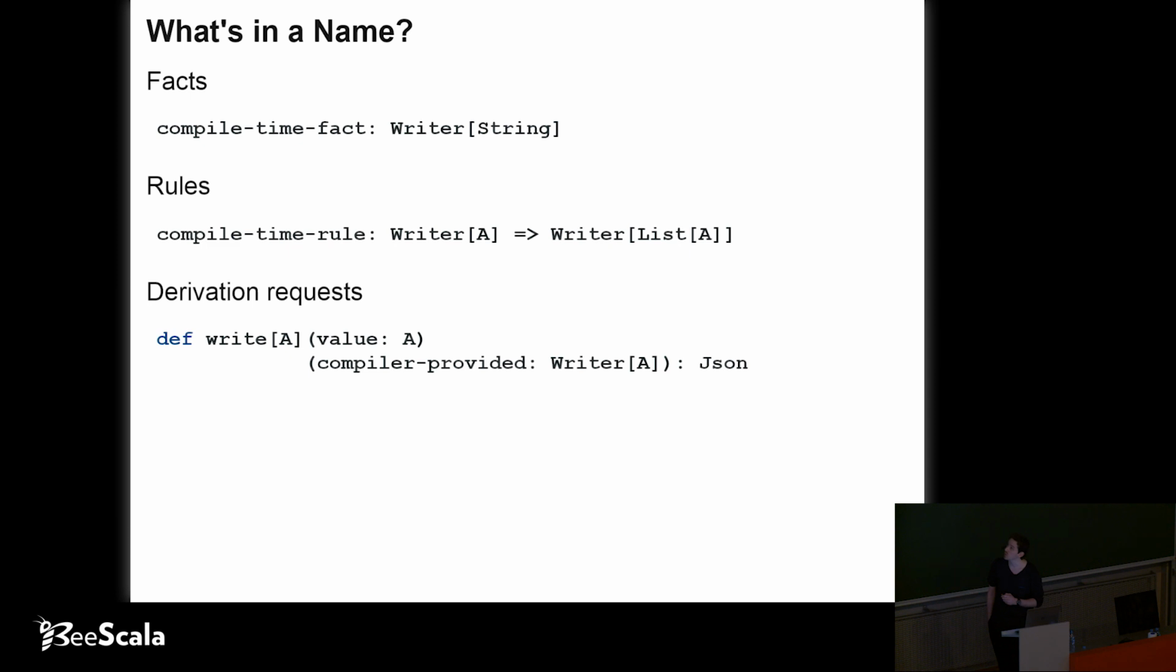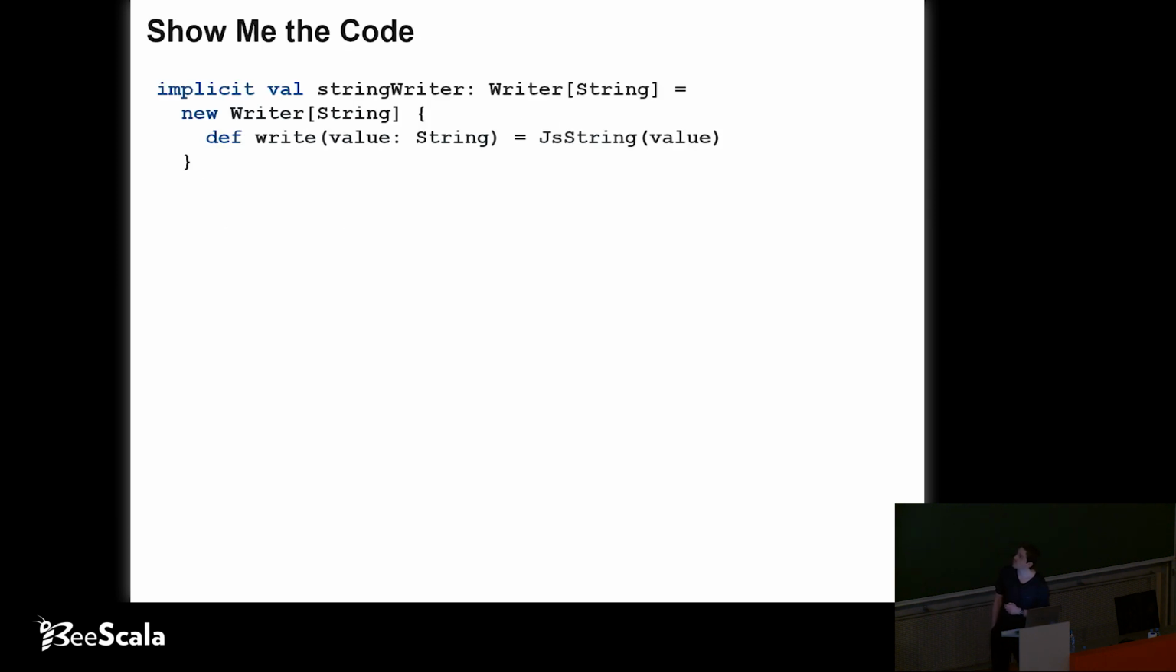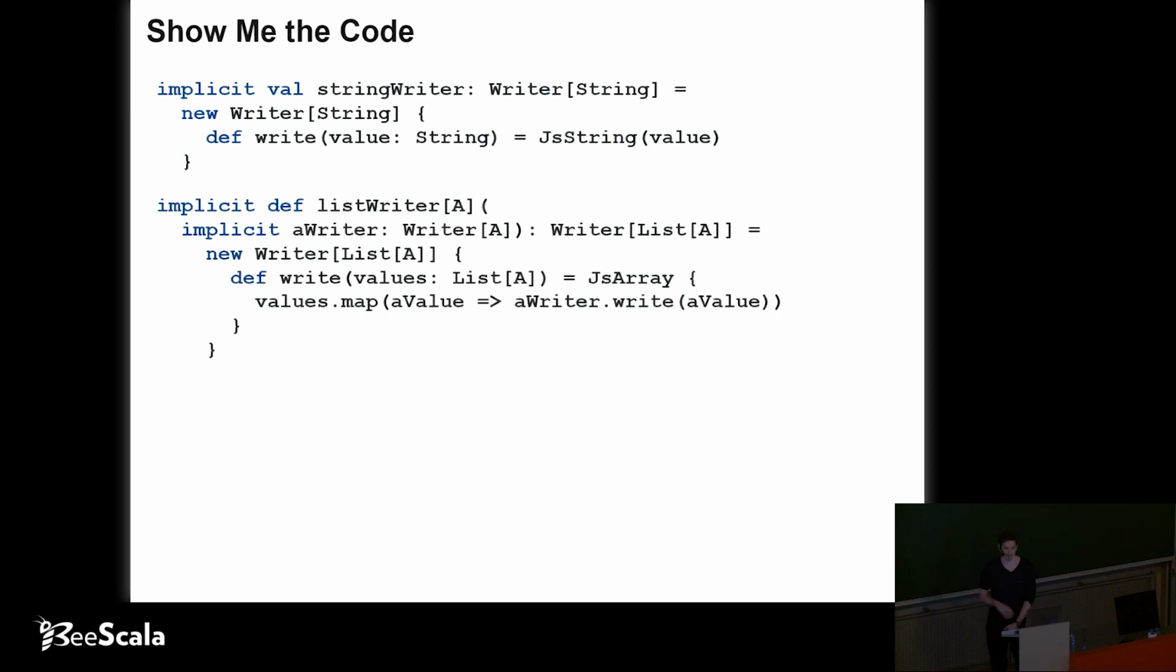If we know how to write an A, we can write a list of A. How do we do it? We take the list of A and map over it. Every A value in this list we write with the writer that was already provided for us. Then we wrap the whole thing in a JSON array. The compiler can use this rule whenever we ask it to write a list of something. Next, we have another similar rule for options. Suppose you know how to write an A, you can also write an option of A. It's quite simple. You either write the value directly or write a null if it's missing, a JSON null in this case.